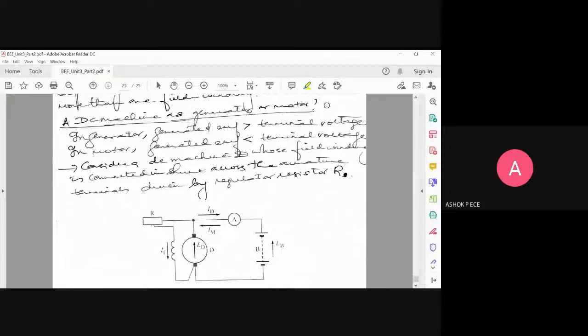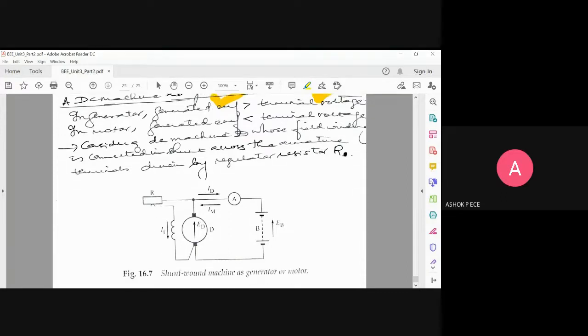A DC machine is a motor or a generator. So when will you call a DC machine a generator or a motor? If the generated EMF is more than the supplied voltage, you call it a generator. What you give is less than what you get, which is more. In that case, it is generating; it is going to generate a larger EMF.